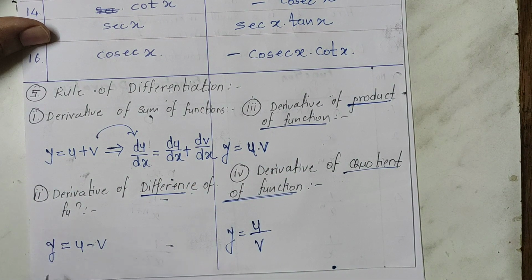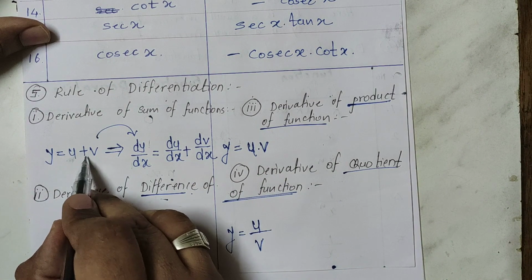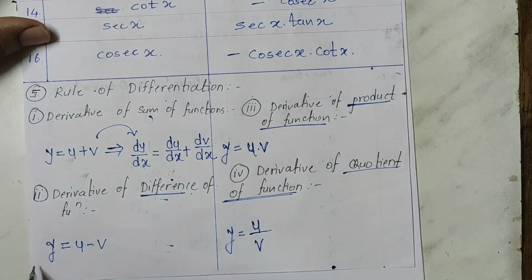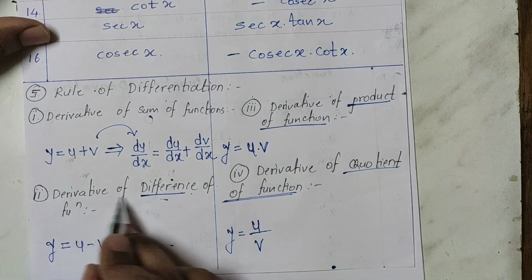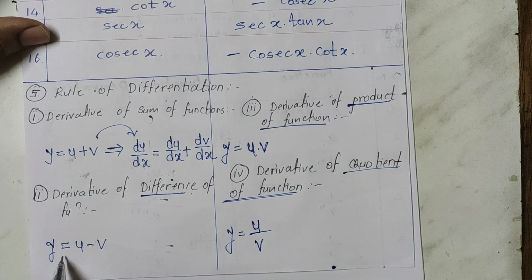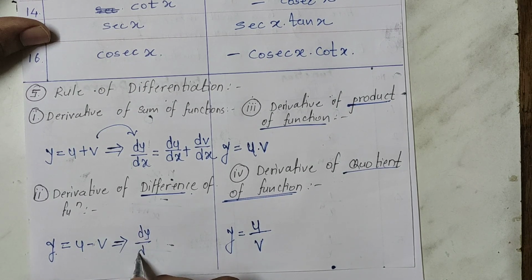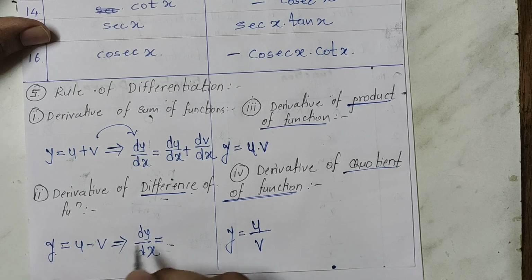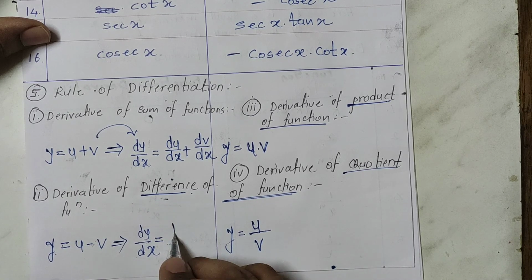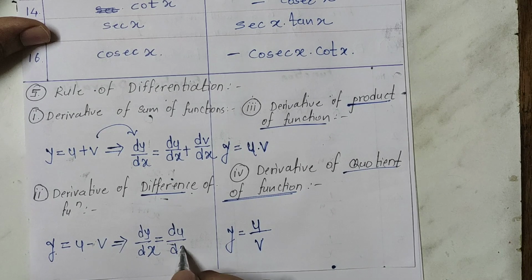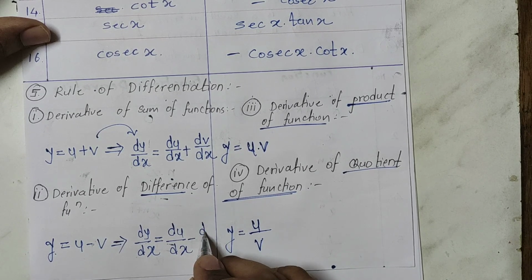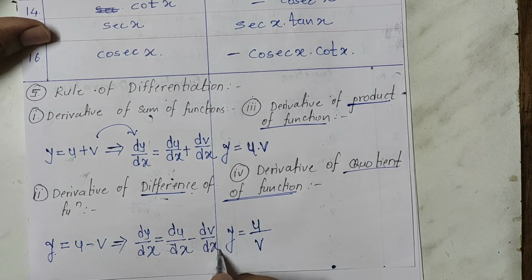Similarly, here is only plus. If the function contains plus, then plus. Here, derivative of the difference of functions, y is equal to u minus v. Then how to find the derivative? Y derivative dy upon dx is u derivative du upon dx minus v derivative dv upon dx.